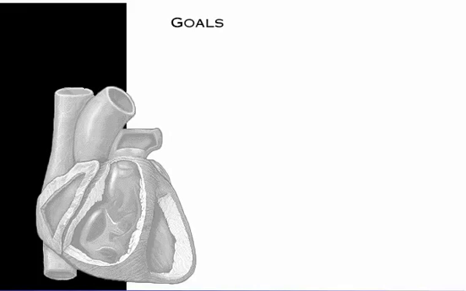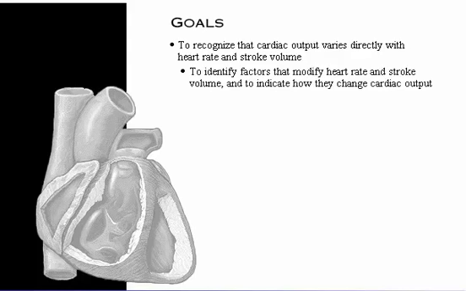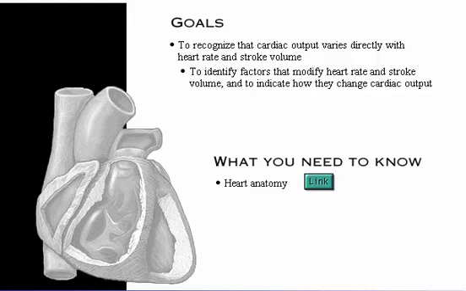Your goals for learning are to recognize that cardiac output varies directly with heart rate and stroke volume, to identify physiological factors that modify heart rate and stroke volume, and to indicate how these factors change cardiac output. Here's what you need to know: heart anatomy and the cardiac cycle. To see definitions of terms, click the bold red words.